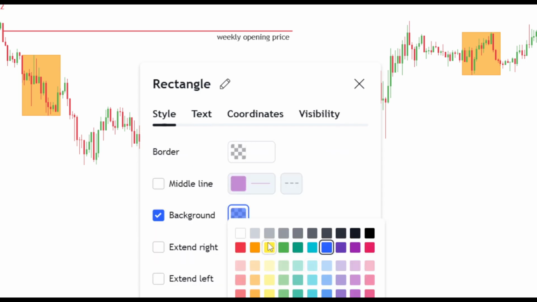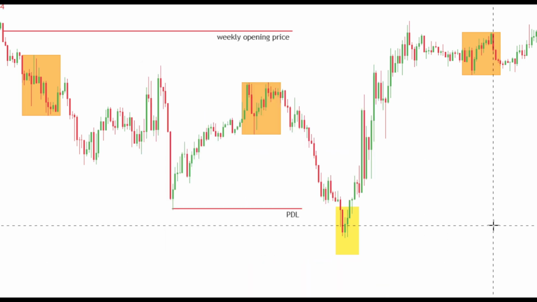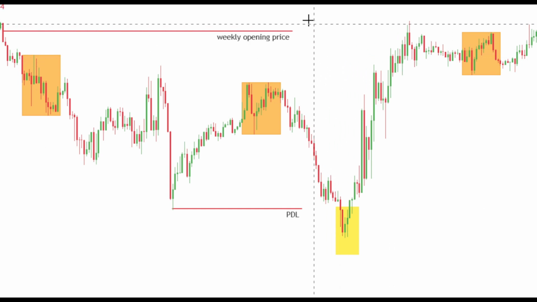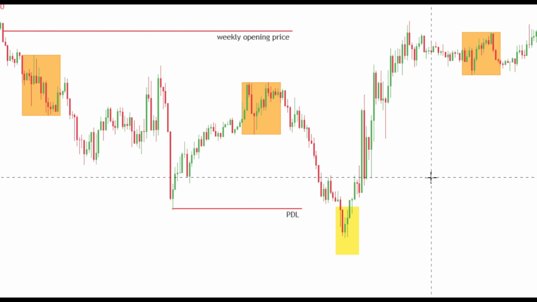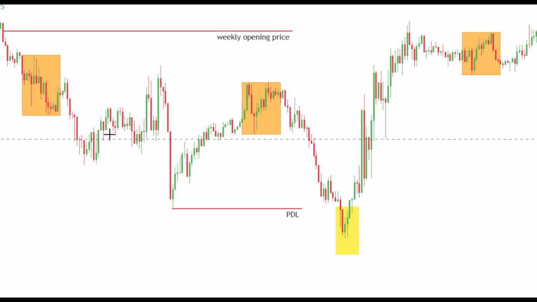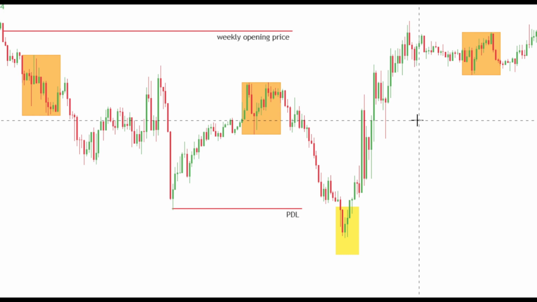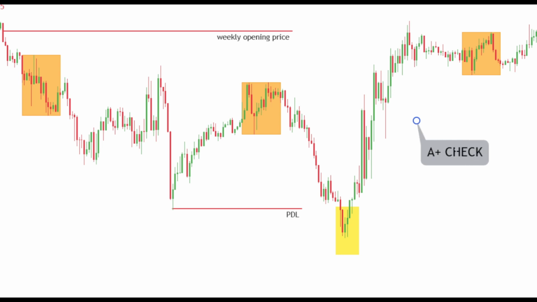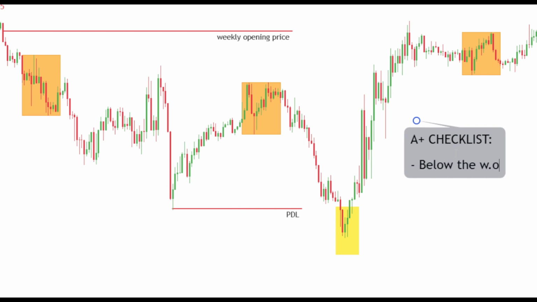Now, what makes a Judah swing valid is a couple of things. The first thing which makes it valid, when we're looking for an intra-week trade, is that we want to be priced below the weekly opening. Notice how we're below the weekly opening. So this is kind of your A plus checklist. So the first thing you want to look for is price to be below the weekly opening for a buy. Of course, if it was a sell, you just flip the theory on its head.